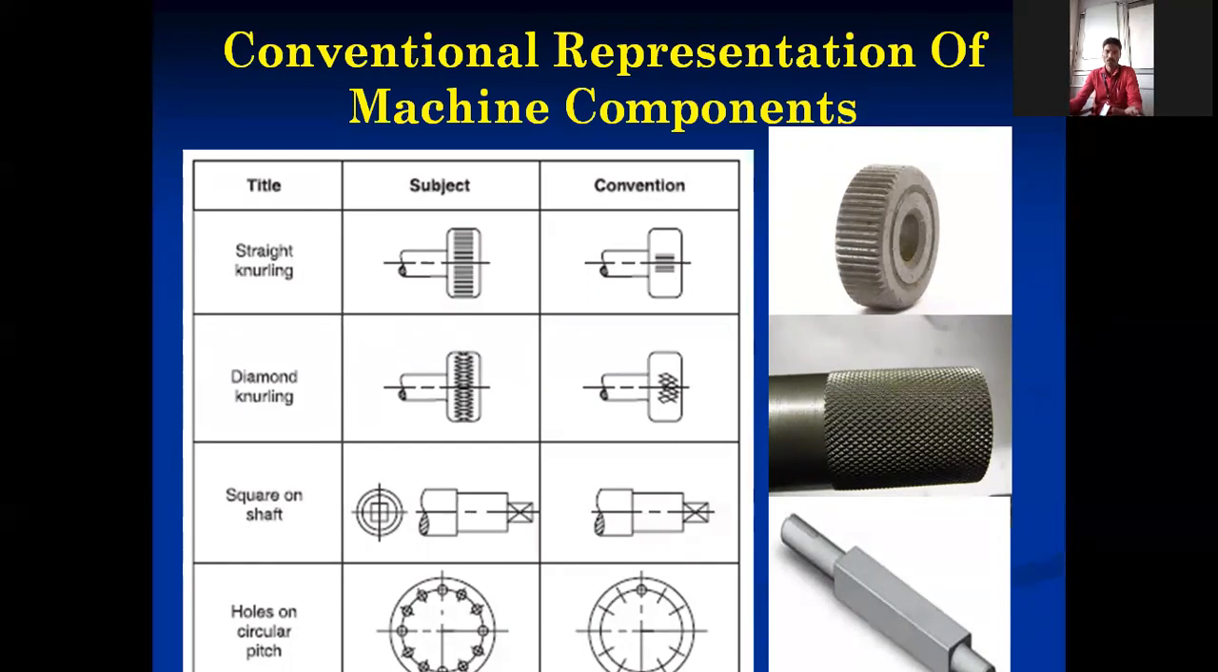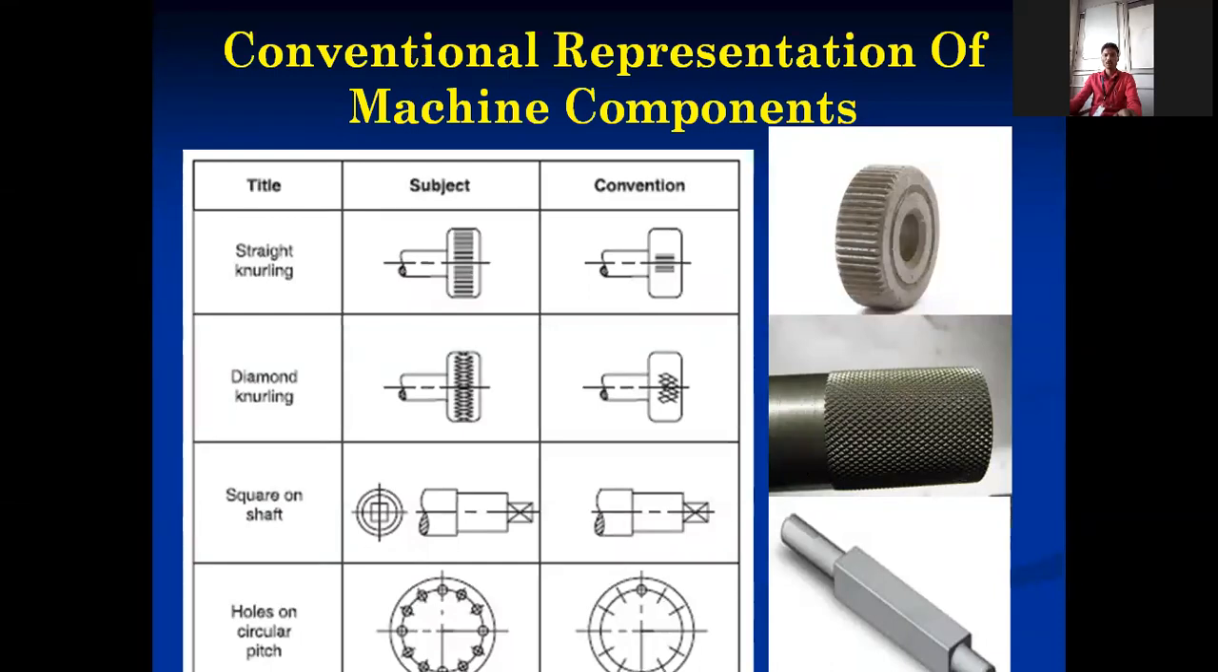So knurling we have seen. What is knurling? It is to have a firm grip. Grip in Marathi we say pakad. When we tighten or loosen any component, that component should not slip, or our hand should not slip instead of the component. So to have a firm grip, a particular structure is provided on the component. It is called knurling. There are two types of knurling: one is straight knurling, which you can see in the first figure itself, and the other is diamond knurling, or crossed knurling.